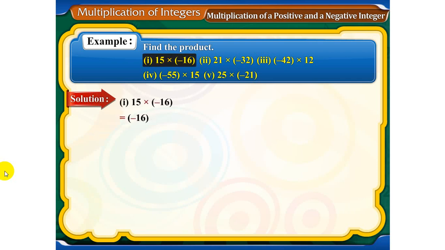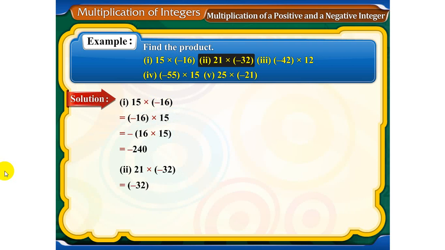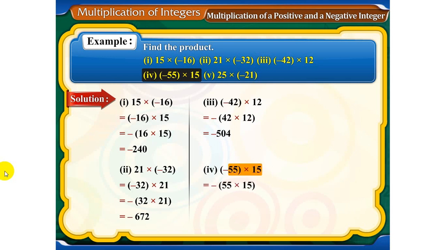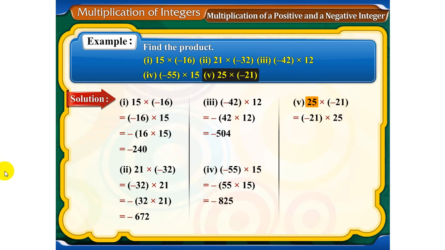Solutions. 1 is equal to negative 16 multiplied by 15, which is equal to minus 16 multiplied by 15, which is equal to negative 240. 2 is equal to negative 32 multiplied by 21, which is equal to minus 32 multiplied by 21, which is equal to negative 672. 3 is equal to minus 42 multiplied by 12, which is equal to negative 504. 4 is equal to minus 55 multiplied by 15, which equals negative 825. 5 is equal to negative 21 multiplied by 25, which equals minus 21 multiplied by 25, which equals negative 525.